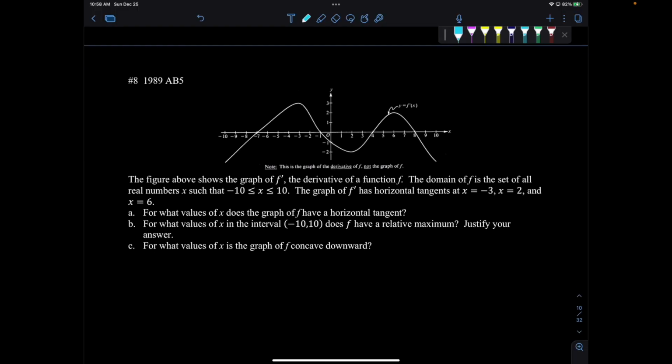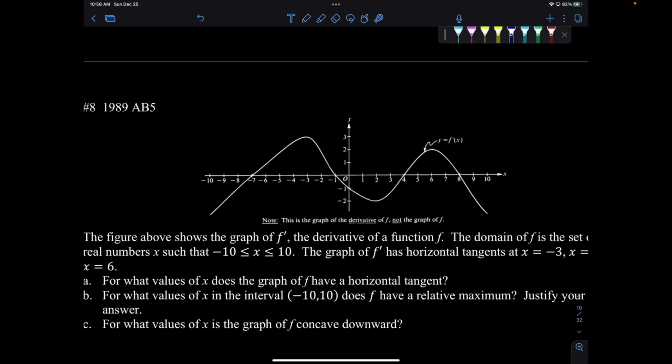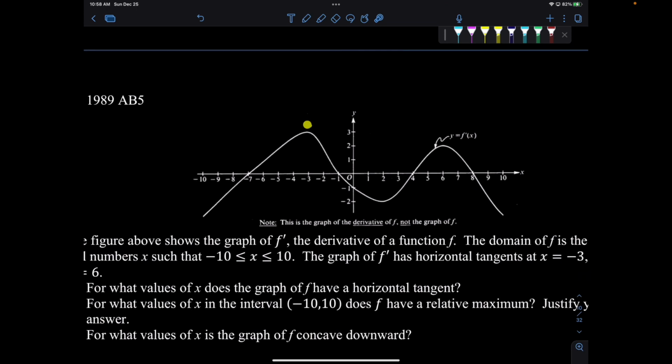Now you notice this question, 1989 AB5, is almost the exact same thing, or at least the same setup, right? We have the graph of f prime, the domain, and I again have added in these horizontal tangent line things because we need it. And also, I don't feel like it's super obvious. Here maybe more obvious, here maybe more obvious. This one not as clear.